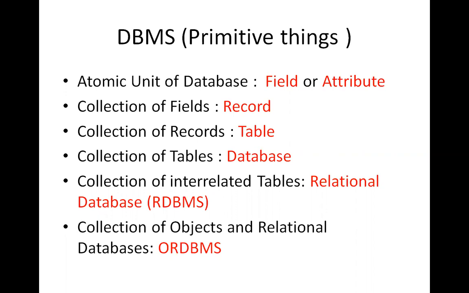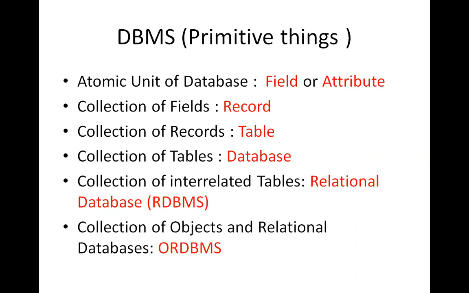The atomic unit of the database would generally be a field. Like, we are going to create a database for a student or employee or anything. We can start with the field activity. That is the atomic unit of the database. So a collection of fields can be a record, probably we can say, right?